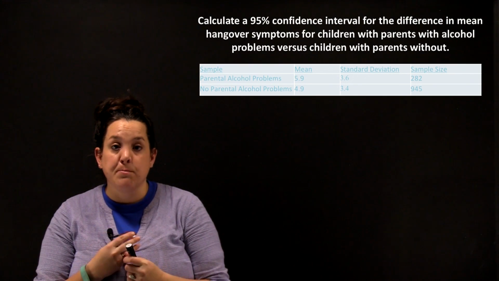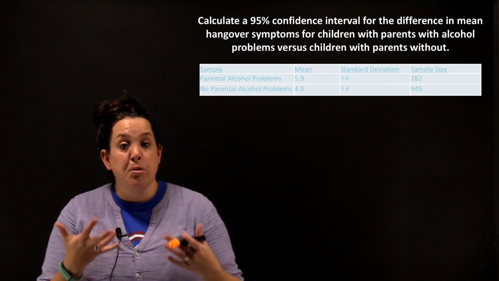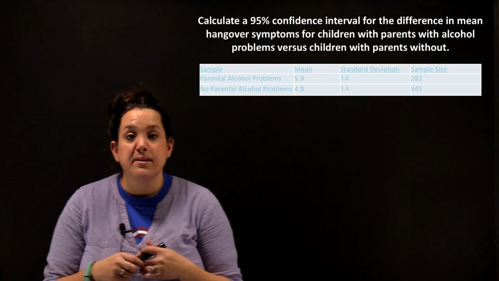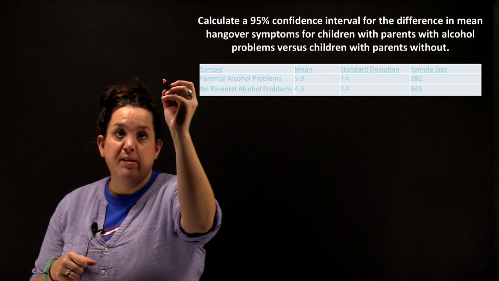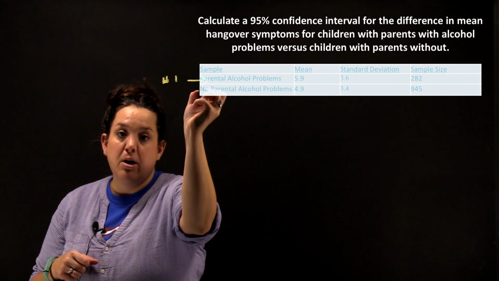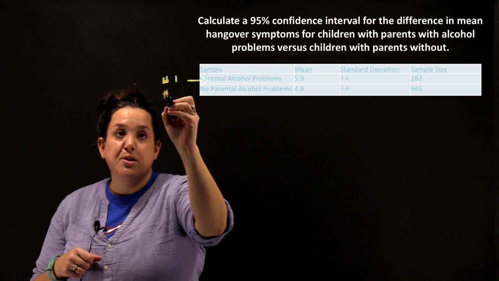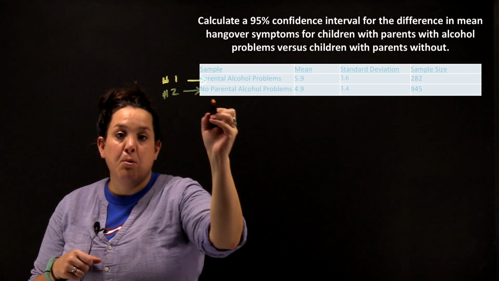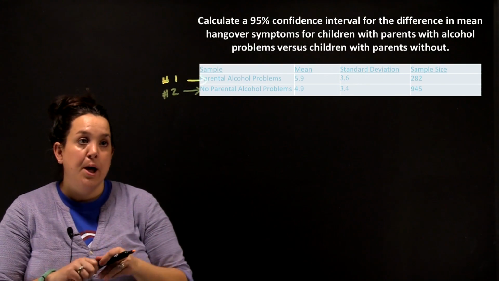have alcohol problems. So with these problems, it is easiest to deal with positive numbers, and so because of that, you'll want to try to choose group 1 as being the one that has the largest sample mean. And so you can see here that this has a larger sample mean of 5.9. And so then we'll make group 2 the one that has the smaller sample mean. Just makes things easier as we progress.